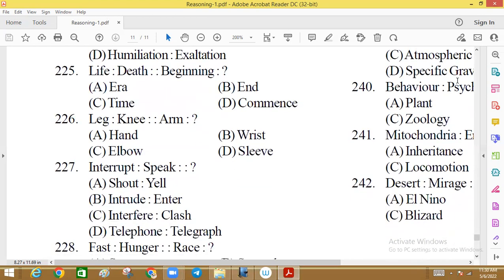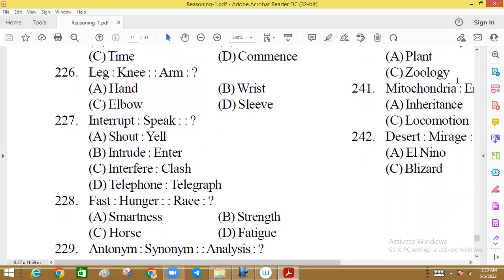Next one. Life, death. Beginning. How are they related? Life and death, opposites. In the same way, the opposite of beginning is end. Next one, 226. Leg, knee, arm. What's the answer? Elbow. Leg, knee. The same way, arm, elbow. If your relation is leg, ankle, then arm, wrist, like that, right?